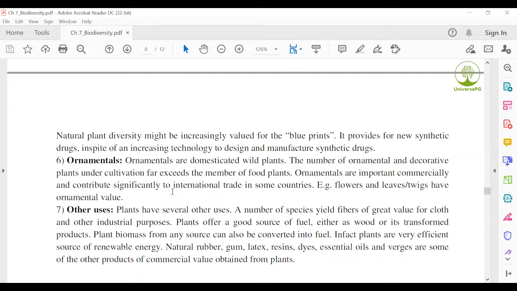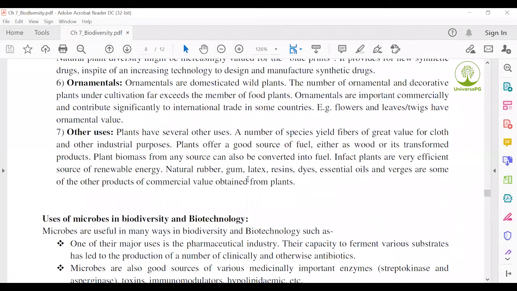You know, in our different national programs, we generally use different types of flowers, used in different monuments like Shohid Minar and others. We also use different types of flowers in our different family programs, marriage day, birthday, and other programs. We use different types of plants for their ornamental value. Last, other uses. Plants have several other uses.